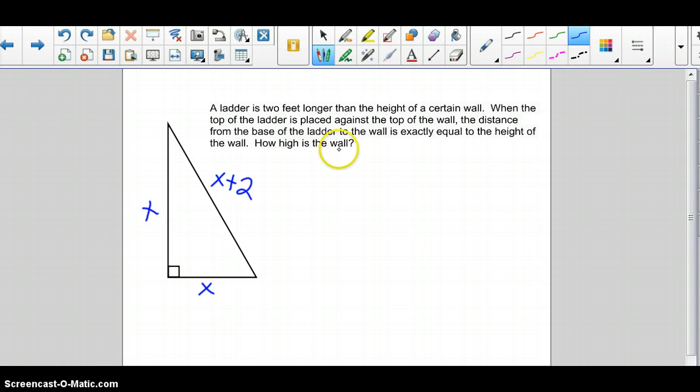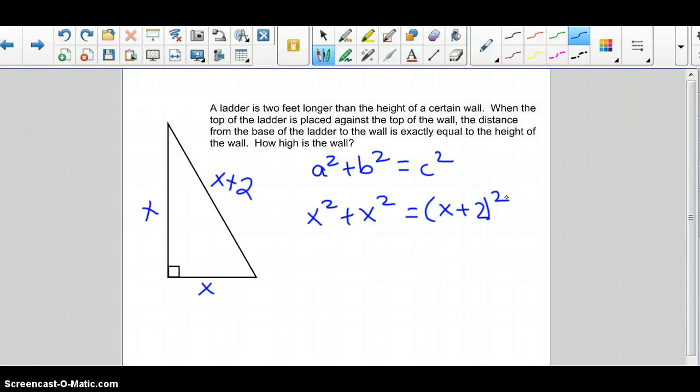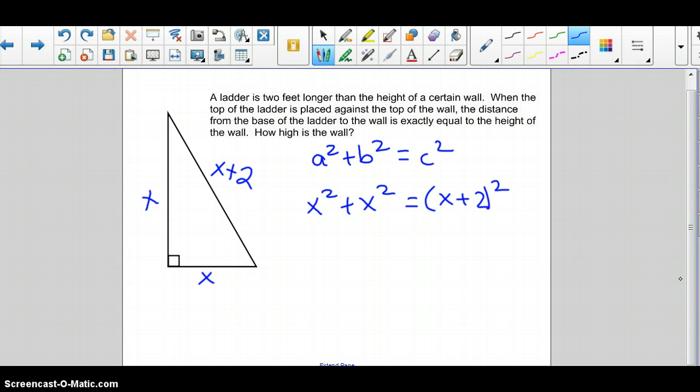So it asks how high is the wall. So we're solving for x here. So we know what we just said before, a squared plus b squared equals c squared. So we can write this as x squared plus x squared equals, then our third side, x plus 2 squared. Okay, take a couple minutes, use the properties that we've been using, and let's multiply this out and solve for x. So put me on pause. We'll meet back in a couple minutes.